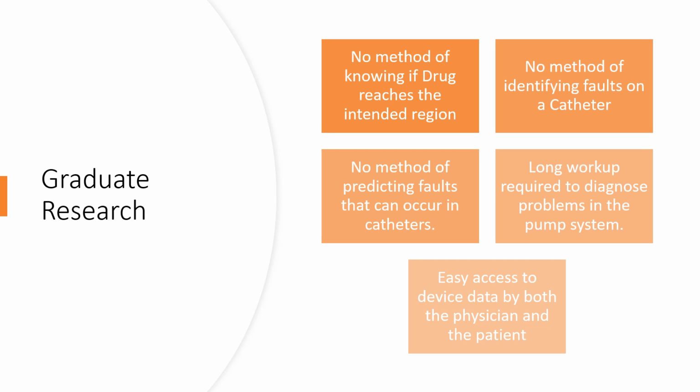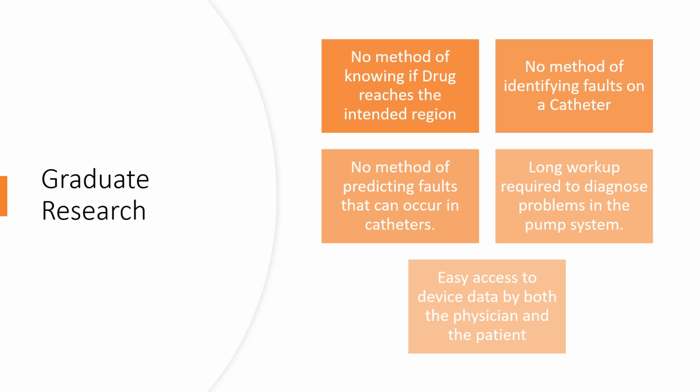Baclofen pumps are pumps that are implanted within the body that's filled with baclofen, an anti-spasticity drug that is injected directly into the spinal cord via a catheter. Currently, there's no easy method of knowing whether the drug reaches the intended location without a lot of interrogation with an external device, or other methods that require intervention. There's no continuous monitoring method right now. And there's also no way of immediately finding if there's a fault in the catheter, or predicting if a catheter is going to fail.